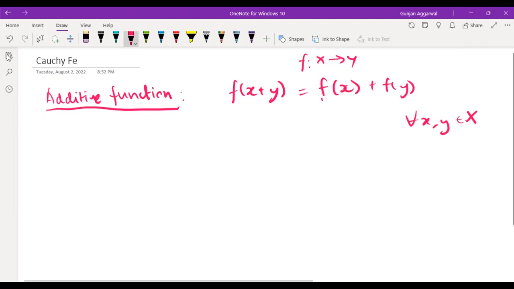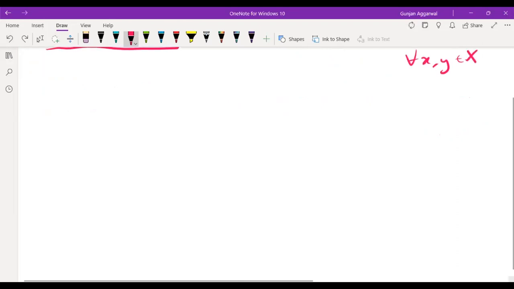A function is additive if f of x plus f of y is f of x plus y, where x and y belong to the domain. People try proving, finding what the function is.